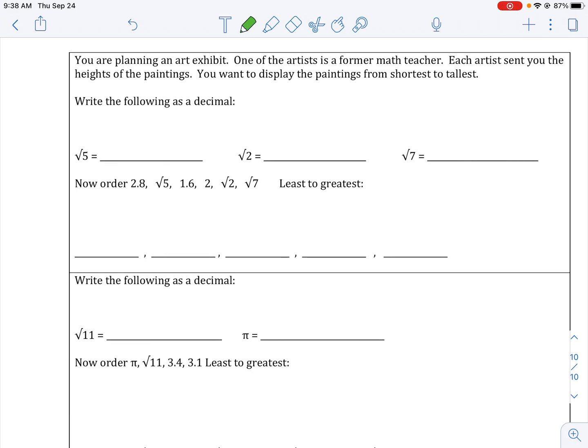So we're at an art exhibit. One of the artists is a former math teacher. Each artist sends heights of the painting. You want to display the paintings from shortest to tallest. Write the following as a decimal. So here we go again.